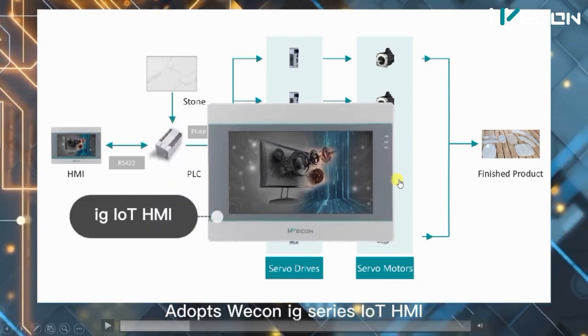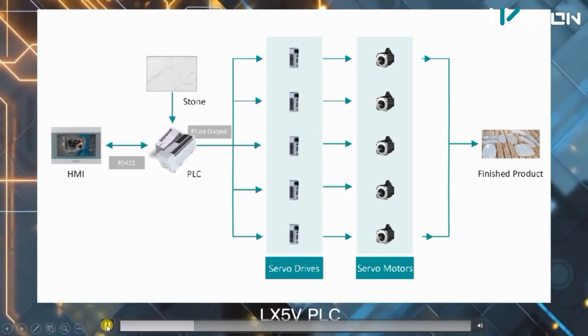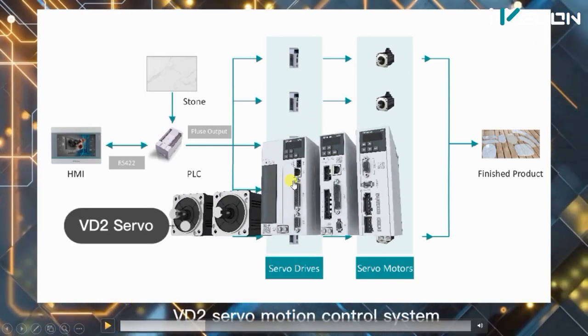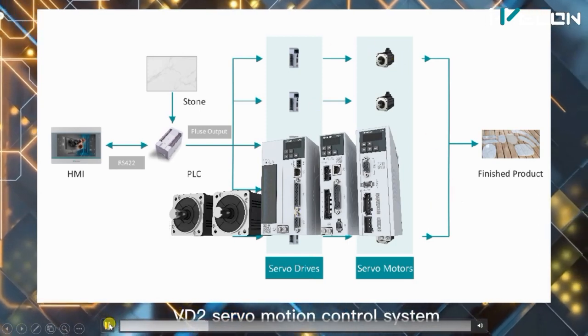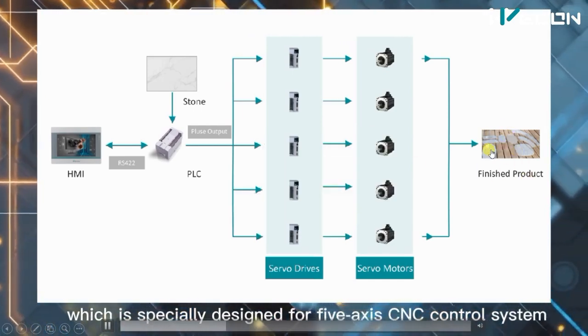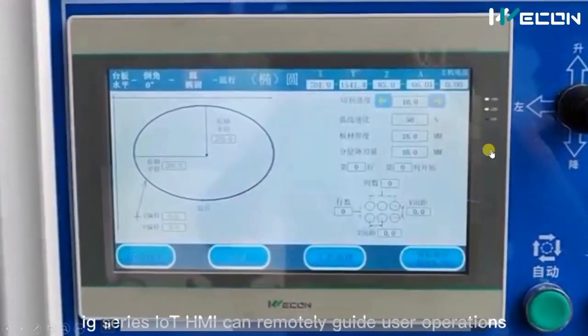So this machine consists of an IoT enabled HMI. So we can work on Internet of Things through this HMI also. Besides that, it has an LXV 5 series Wecon PLC and servo drives and servo motors for 5 axis control. So you can see here there are 5 axes and 5 servo drives and motors, which can help us to make different slate, granite and marble slabs.